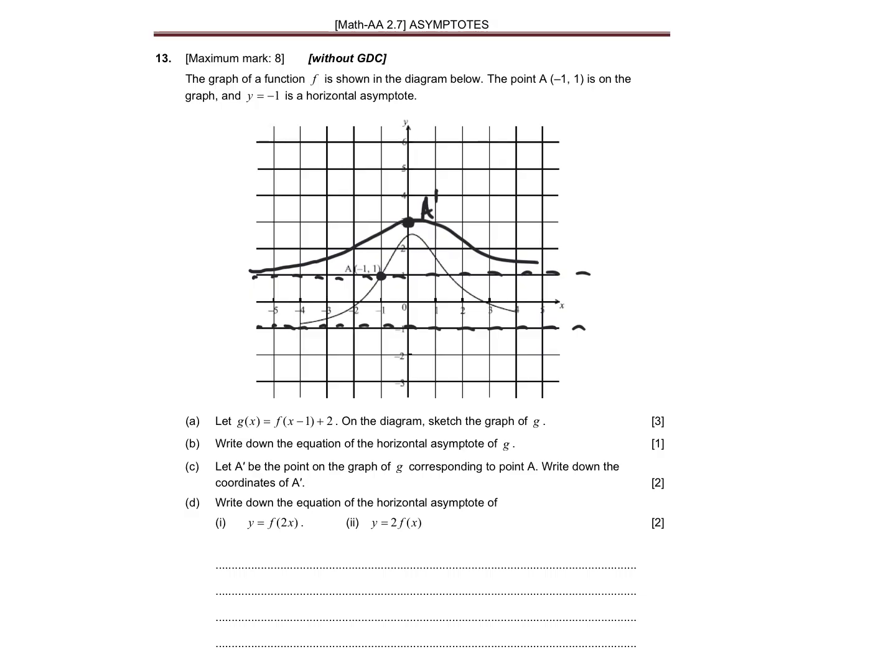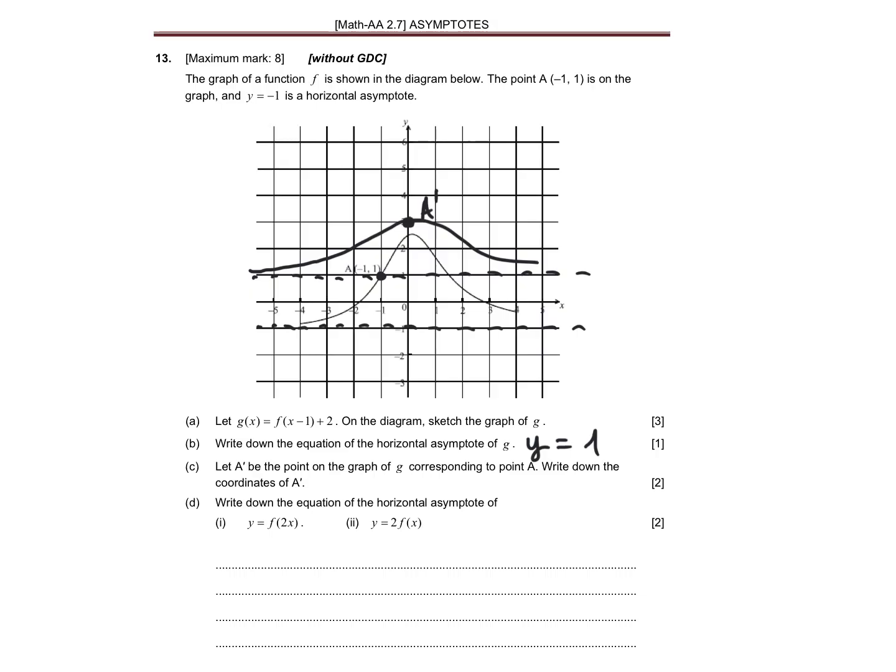It's not great. But, yeah, you get the picture. All right, write down the equation of the horizontal asymptote of G. So that's going to be y equals 1, because the asymptote has moved up 2.